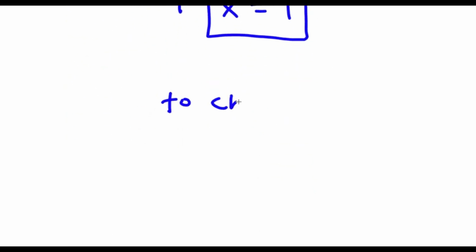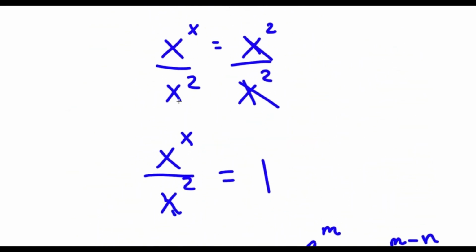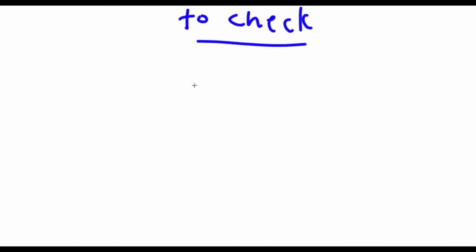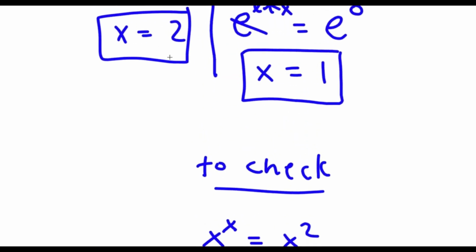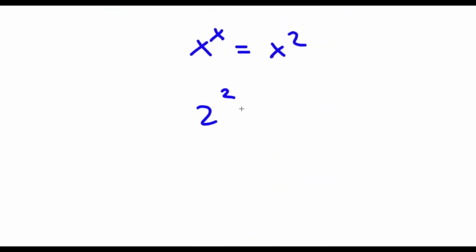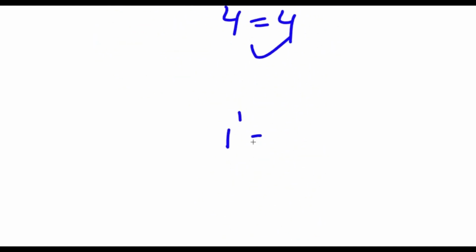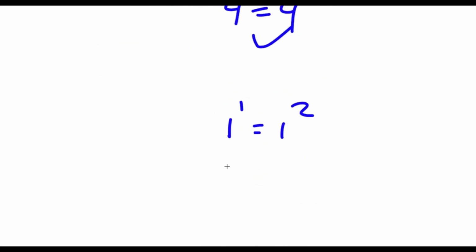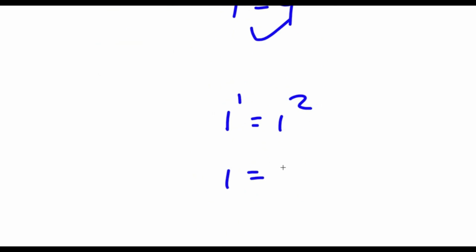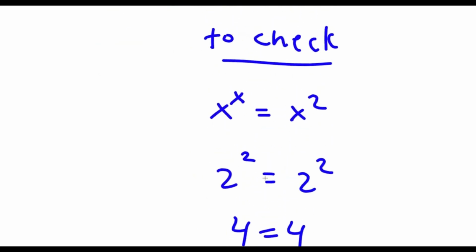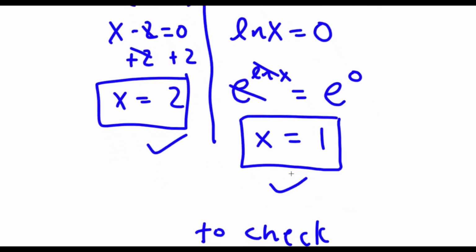So now to check, my equation is x to the power of x is equal to x to the power of 2. So my first solution is x equals 2, so now I have 2 to the power of 2 is equal to 2 to the power of 2. 2 to the power of 2 is 4, so I have 4 is equal to 4. This is right. Now my second solution is 1. So now I have 1 to the power of 1 is equal to 1 to the power of 2. 1 to the power of 1 is 1, and 1 to the power of 2 is also 1. So these two are right as well. So both my solutions are right.